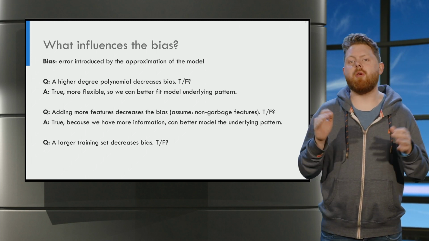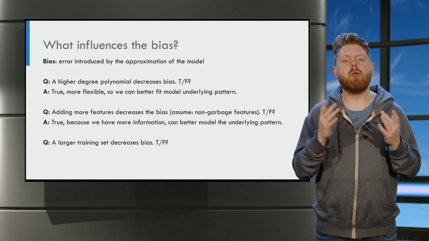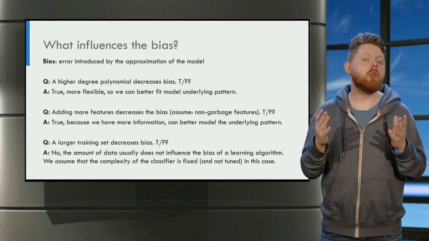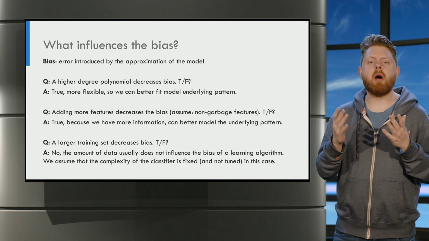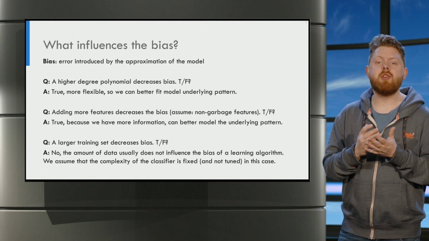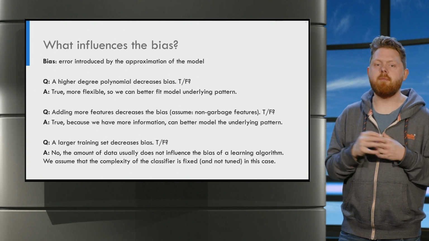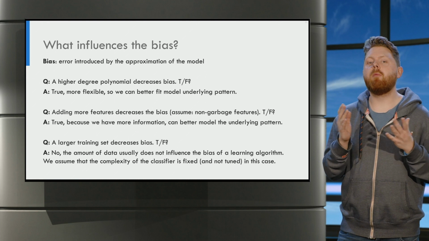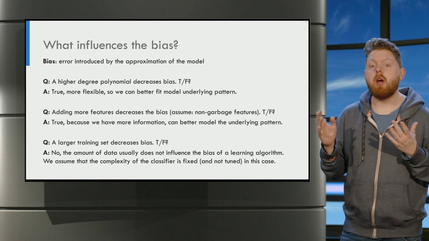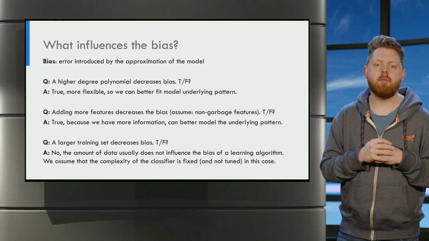Let us now move on to the final question. A larger training set decreases the bias. True or false? The answer is false. Usually, the amount of data does not influence the bias of a learning algorithm at all. For example, the number of features or the polynomial degree does not change if we only add more data. Here we assume the complexity of our model is fixed and not changing. If the complexity or the amount of features would be tuned after adding more data, the situation could be different.